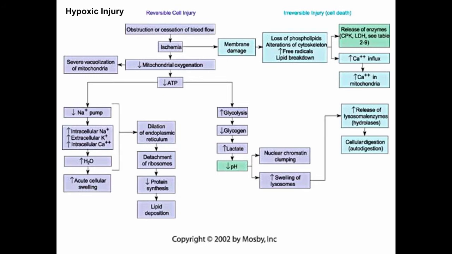If we look at the other end of that drop in ATP, we see a decrease in the activity of those sodium pumps. The sodium-potassium pumps stop working because we don't have ATP to run them. Intracellular sodium goes up, extracellular potassium goes up, intracellular calcium goes up. And the cell starts to accumulate water, and you get this acute cellular swelling.